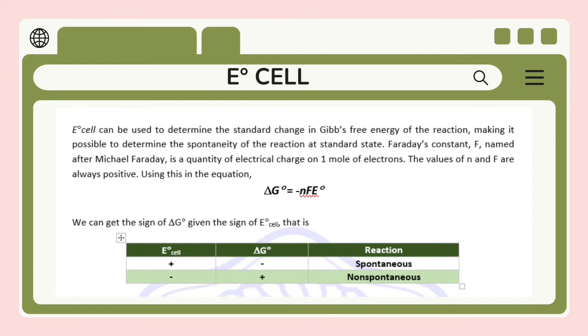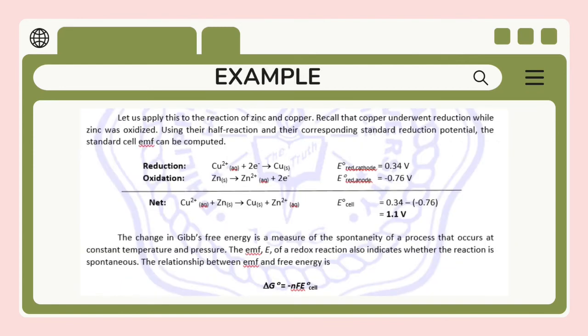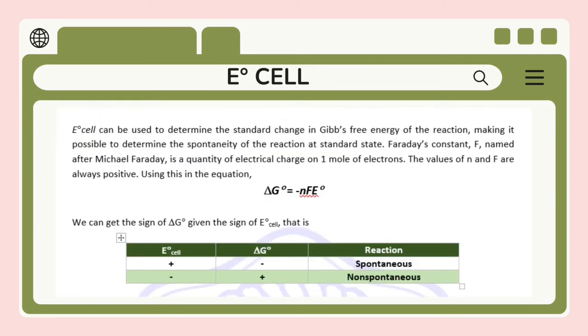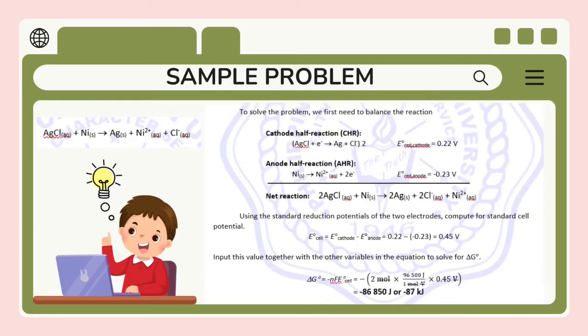We can get the sign of delta G given the sign of E cell. If E cell is positive, delta G is negative, so that is spontaneous. While if the E cell is negative, the Gibbs free energy is positive, so that is non-spontaneous. Just like what I've mentioned, here we have a positive E, so this one is a spontaneous reaction. Another sample problem would be the following.